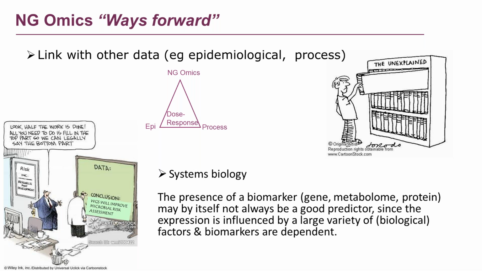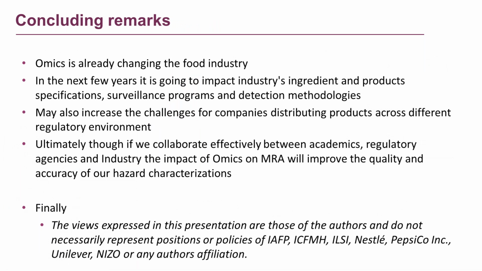So, in conclusion, I think that what we see around us is that omics is already changing the food industry. In the next few years, it's going to impact industry's ingredients and products specifications, surveillance programs, and detection methodologies. It may also increase the chances for companies distributing products across different regulatory environments, because depending on where you distribute your products to, there might be different rules implemented, for example, comparing the US already with how things are going in Europe.